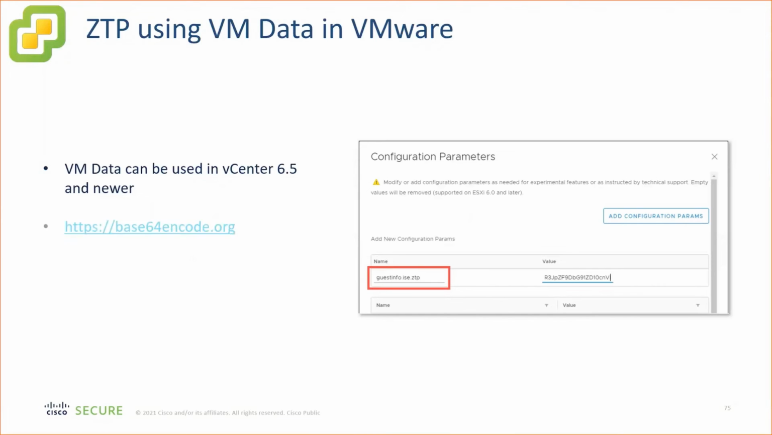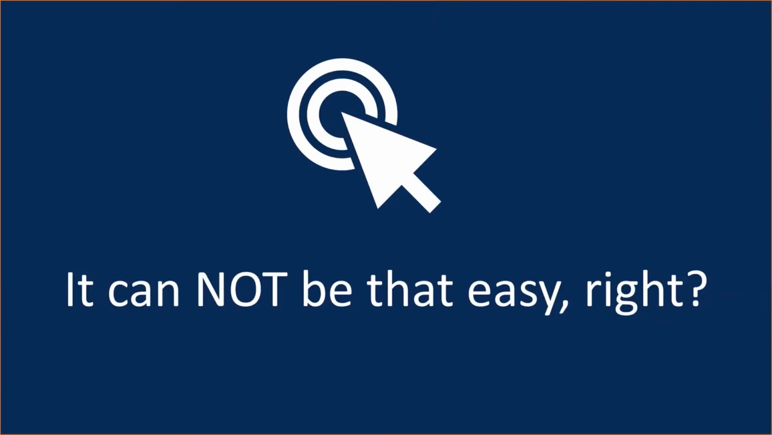Now, to be able to use it, we need to encode the configuration file to base64 format. So we copy the configuration file from your text editor and paste it into the encoder at base64encode.org. And then in the advanced configuration parameters of your virtual machine, we create a new parameter for guestinfo.ice.ztp and paste the encoded text into the field. I know that's overly simplified. We're going to take a look at it and show you exactly how that works, but it really is that easy. And we'll show that process in this demo from start to finish.